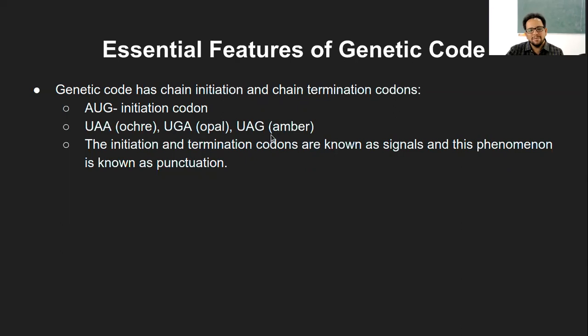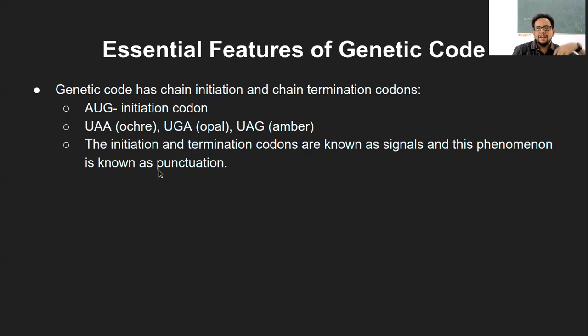These are the three names which are again given by some scientists. I don't know whom and when, but yeah, these are the three names of these three specific stop codons or termination codons. And both of these, either initiation or termination codon, are known as signals. Signals for what? Signals to start and signals to stop the transcription process. And this phenomenon is known as punctuation. Punctuation of the genetic code, it is called.